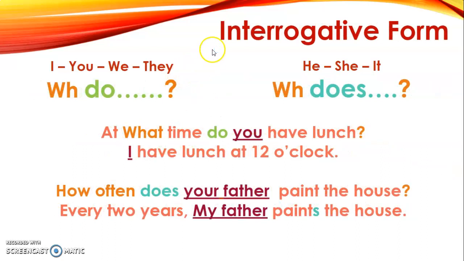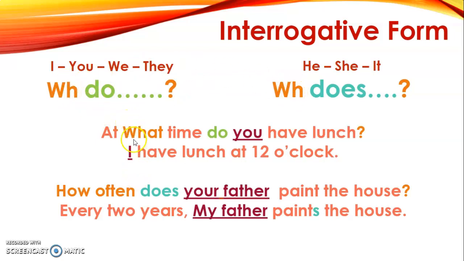Now we are going to continue with the interrogative form. For the interrogative form, we use the auxiliary do and the auxiliary does. Remember, do is used for I, you, we, and they. Does is used for he, she, and it. Entonces, para la forma interrogativa utilizamos el auxiliar do y el auxiliar does. Do es para I, you, we, and they. Does es para he, she, and it. También en la forma interrogativa podemos agregar WH questions, ¿ok?